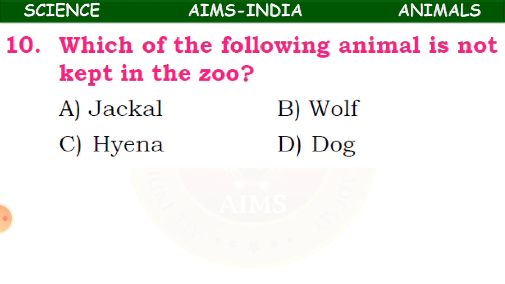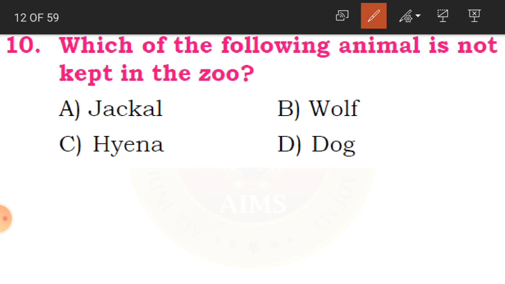Which of the following animals is not kept in the zoo? Here, zoo. You know, children, what is a zoo? Yes, we all love to visit a zoo. Why? Because we'll be able to see so many varieties of animals in the zoo. Animals are kept in the zoo. And here, which of the animals is not kept in the zoo? Okay, so A option is jackal, B is wolf, C is hyena, and D is dog.